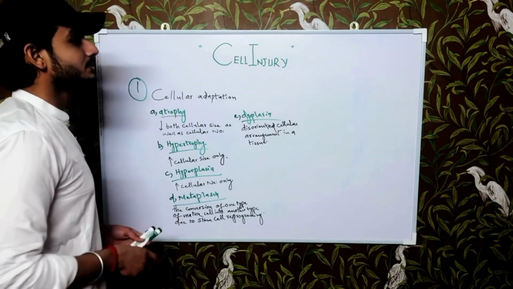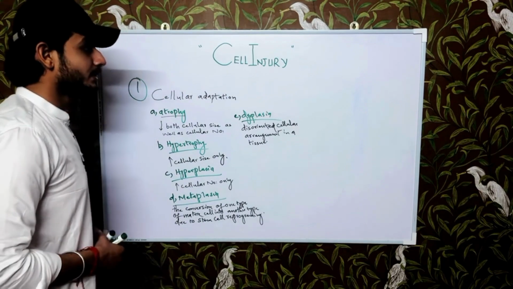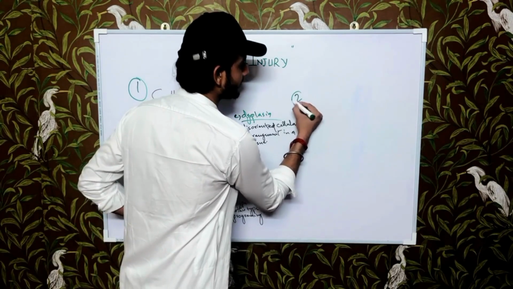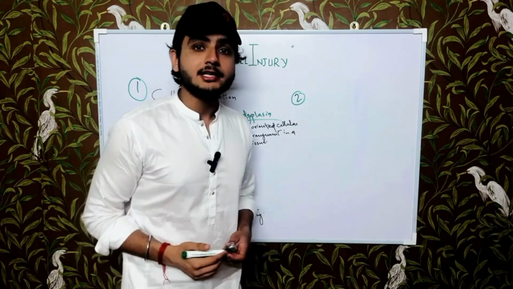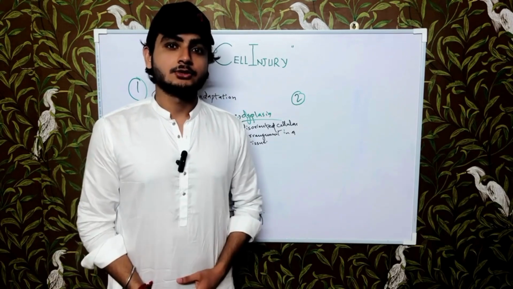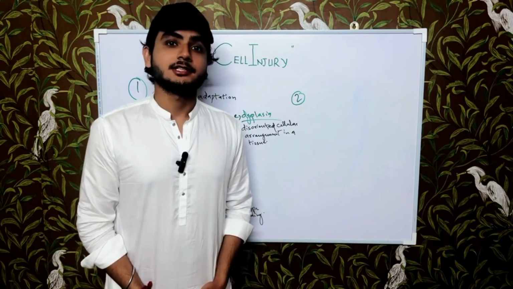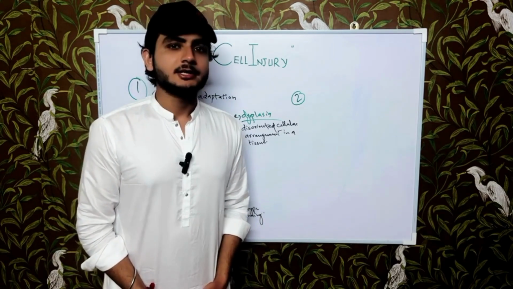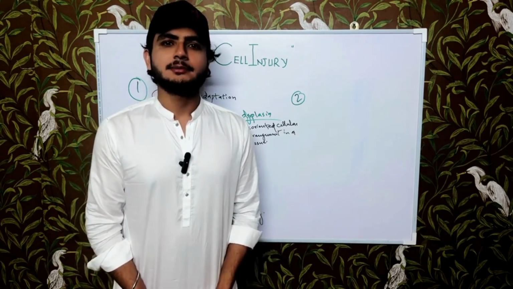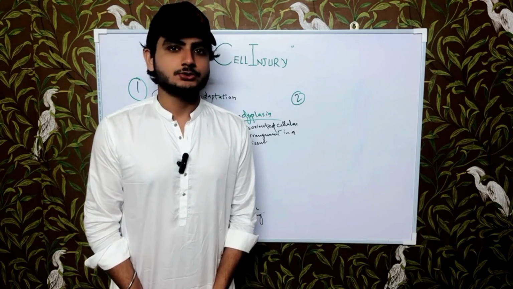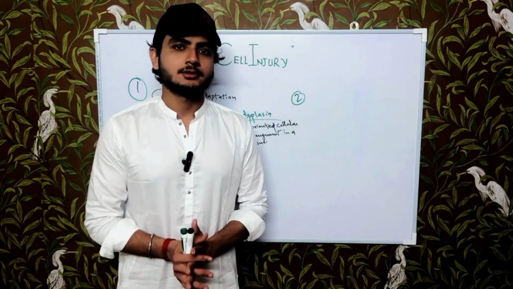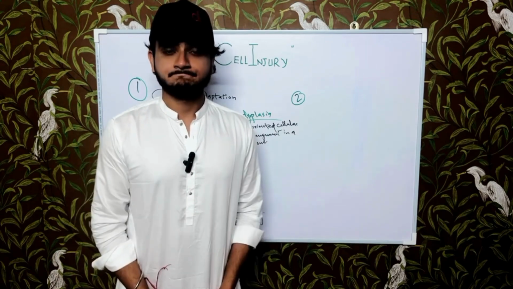Now, the next response of the cell we are going to discuss is the response due to any lethal stimulus. So in this case, the stimulus is lethal. The question must arise in your mind: what is a lethal stimulus? Lethal stimuli means if ischemia has occurred. What does ischemia mean? Ischemia means reduced blood supply to a tissue. Due to reduced blood supply, the cell responds by cellular injury.